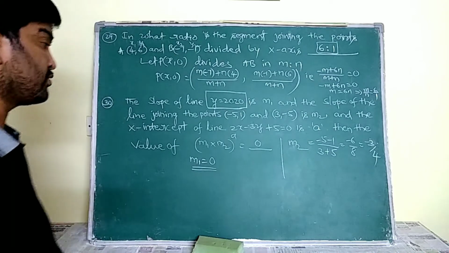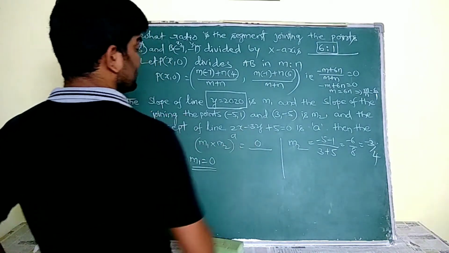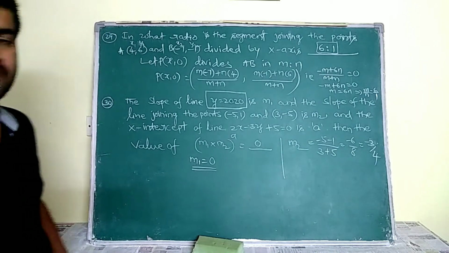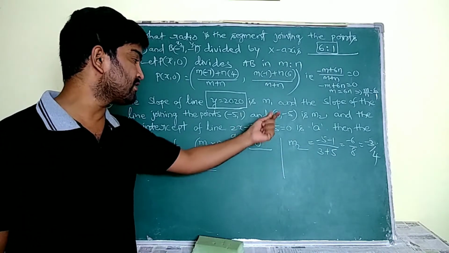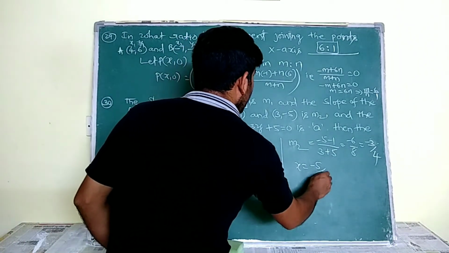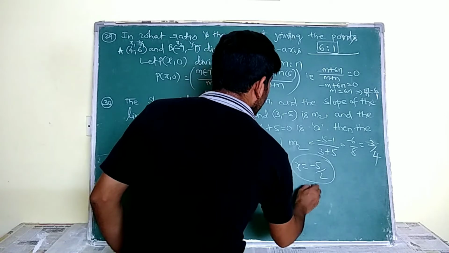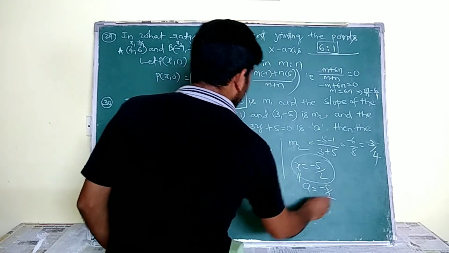Understand? This is m2. And a means the x-intercept of this. For getting the x-intercept we have to equate its y value to 0. So if y is equal to 0, then 2x is equal to minus 5, then x is equal to minus 5 by 2. This is nothing but a. Why? Because it is the x-intercept. So the x-intercept is equal to minus 5 by 2.